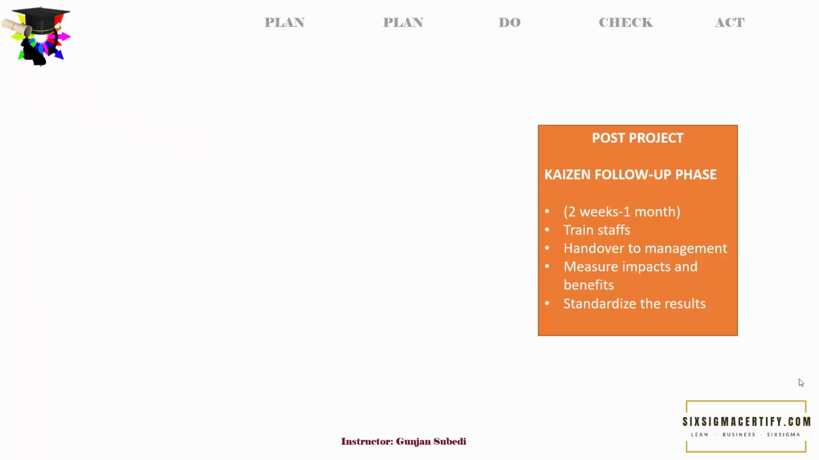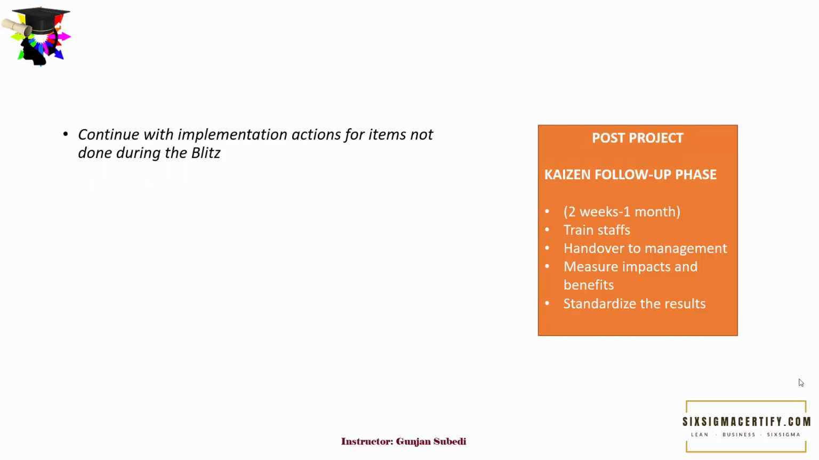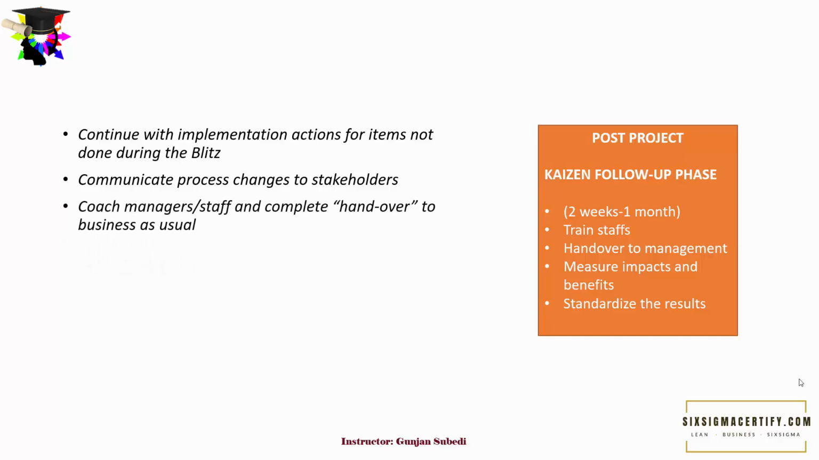Next, we reach the post-project phase, or the Kaizen follow-up phase. The things that we do in the Kaizen follow-up phase are: we continue with the implementation of items, or we continue doing those items which were not completed during that 5-day period. We communicate process changes to the stakeholders. We coach the managers or staff or all key stakeholders who are responsible for the improvement, and we hand over the business to the stakeholders as usual.